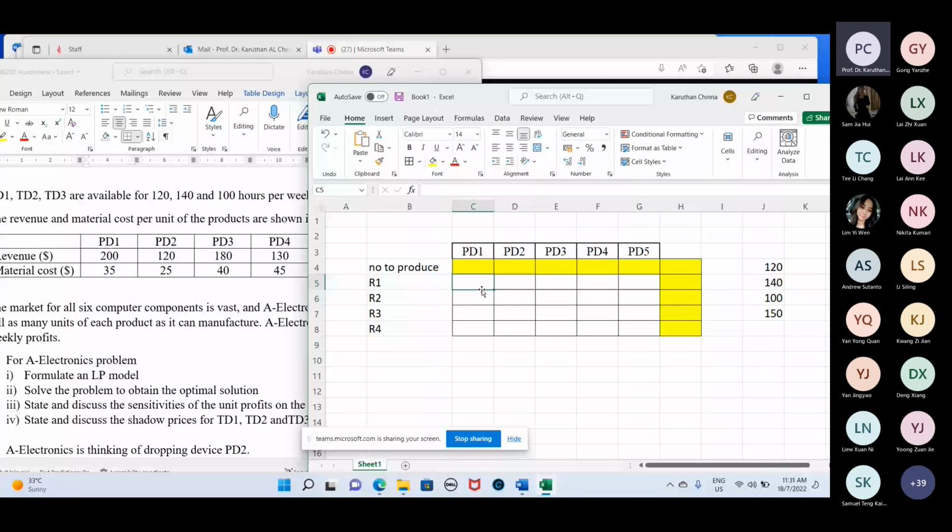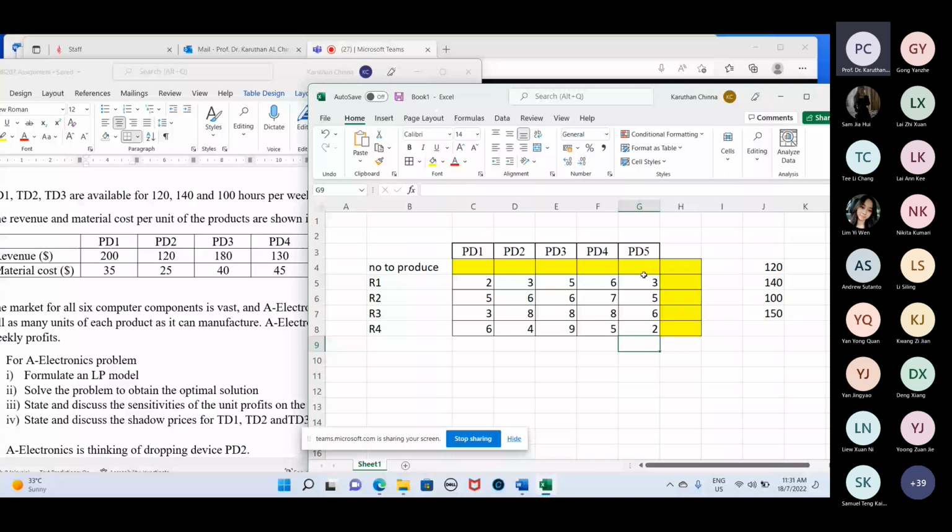PD1 requires, let's say 2, 5, 3, and 6. PD1 requires 2 of R1, 5 of R2, and so on. PD2, PD3, PD4. All right.